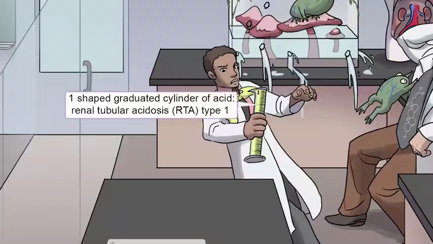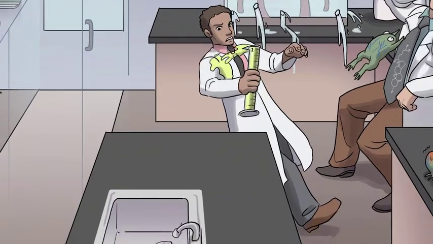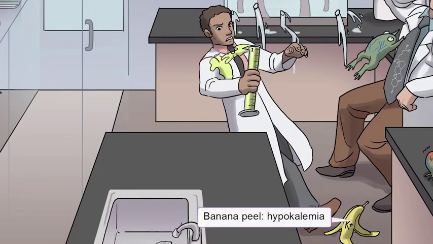We usually convey a tubular acidosis with a test tube of acid, and in this classroom we have a budding chemist holding a graduated cylinder full of acid. Notice the graduated cylinder is shaped like the number 1 in order to emphasize a type 1 renal tubular acidosis. RTA type 1 is associated with hypokalemia, so that's why he's sipping on this potassium-depleted banana peel.